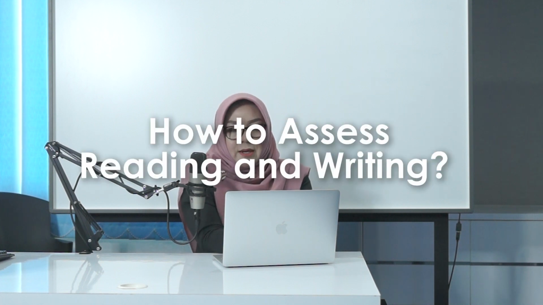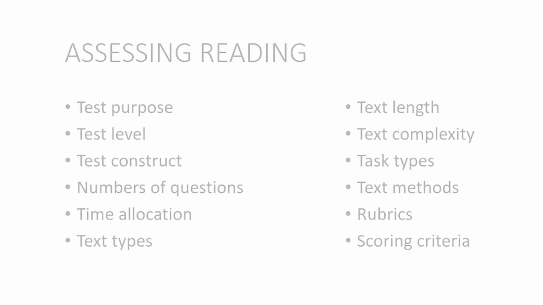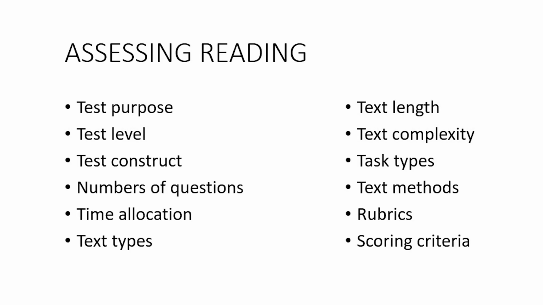The last thing we need to consider in teaching reading and writing is the assessment. How to assess reading and writing. There are many things that we need to remember. The first one is text purpose, and then test level, test construct, number of questions, time allocation, text types, text length, text complexity, task types, test method, rubrics, and scoring criteria.